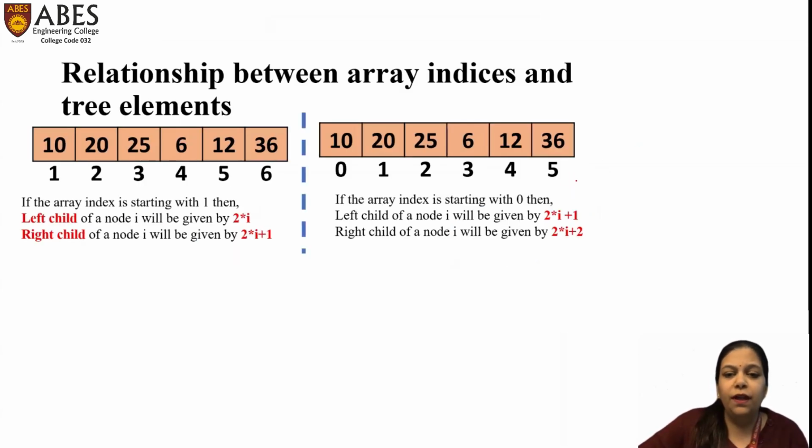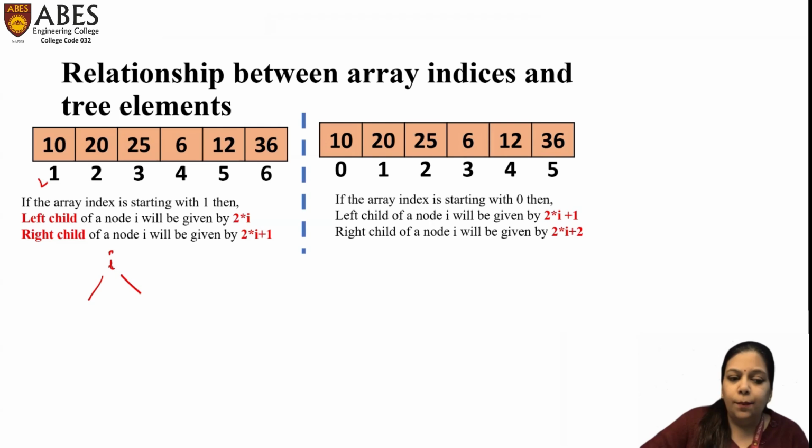Now, relationship between array indices and tree elements. Suppose there is an array having 6 elements and we want to represent this in the form of a tree. So if we talk about algorithmic representation in which the array indices are starting with 1, if we say that index I is representing a parent node, then its left child will be represented by 2 into I, and the right child will be represented by 2 into I plus 1.